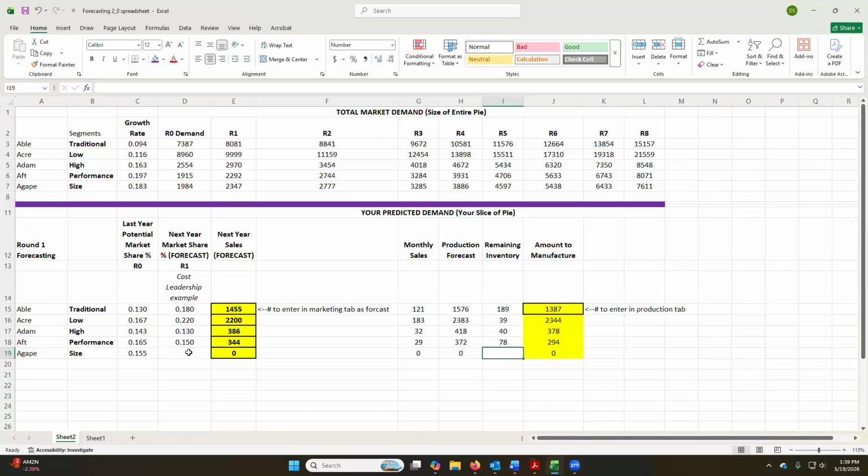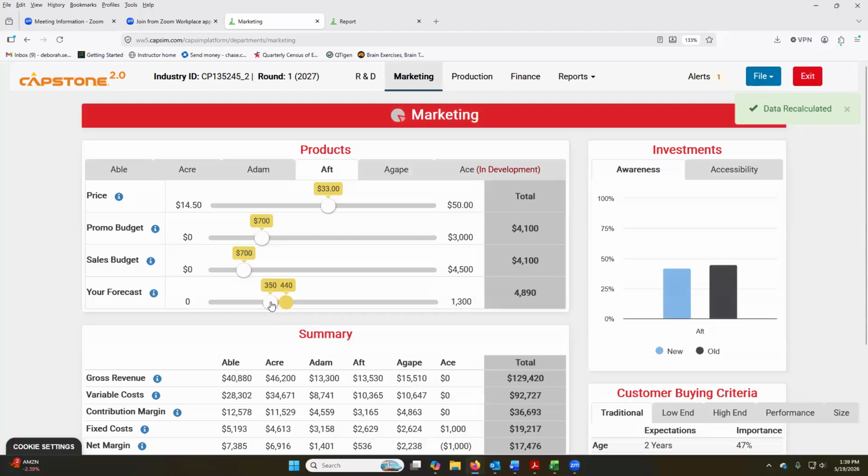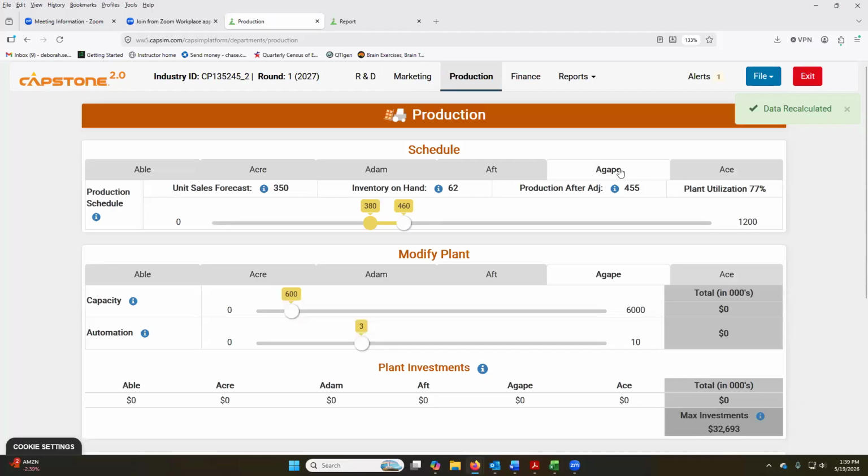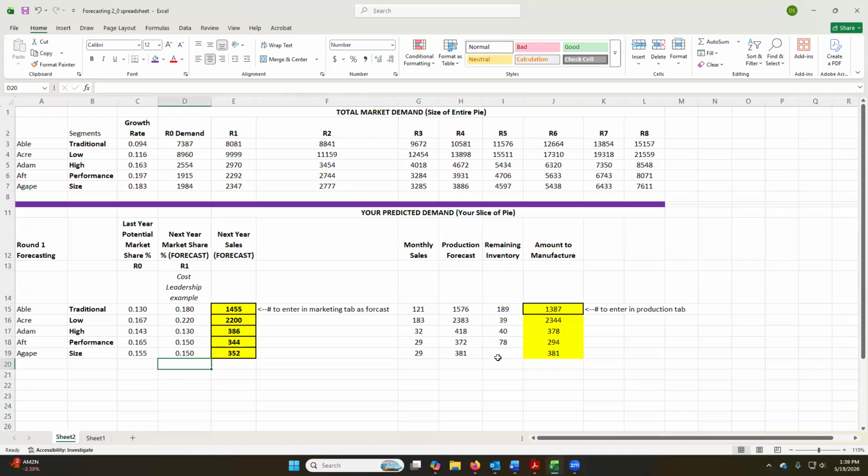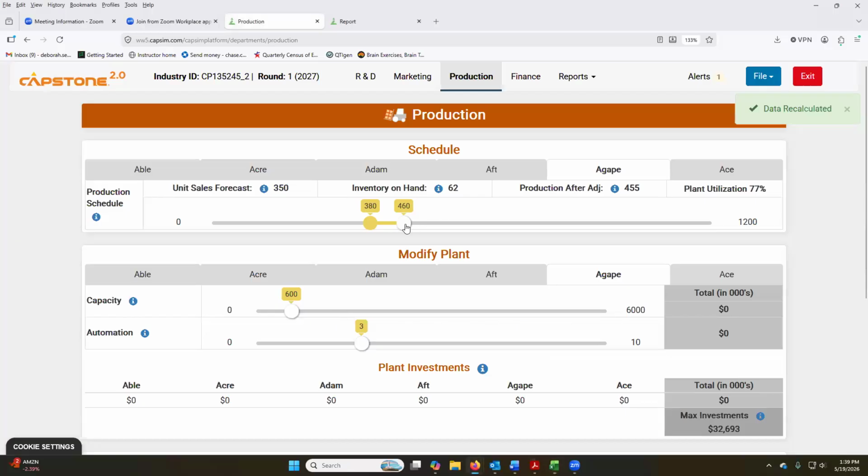And then finally, our last one, Agape, the size product. And again, let's say a 15% market share. So 350, 352. Oh, shoot. That was Aft. Whoops. 344. Okay, and then moving to production, Agape, I'm at 62 in inventory. So I need to make 319,000 units next year. So this number over here, yep, bigger than 319.